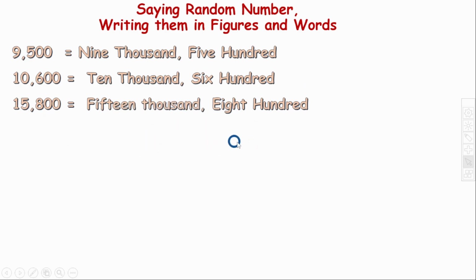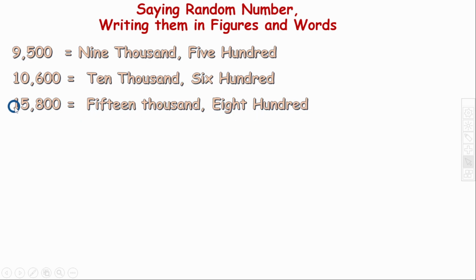If we want to write 15,800, we just use the same technique. We write the 15,000, then we write the 800 underneath, we add it together, and we get 15,800. How do we write it in words? We write 15,000 first: FIFTEEN THOUSAND, then 800: EIGHT HUNDRED.